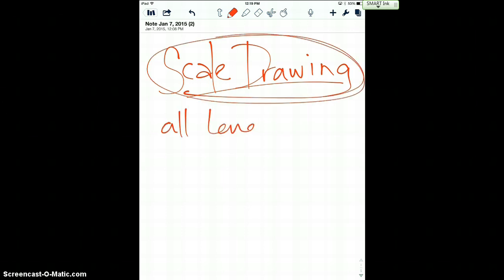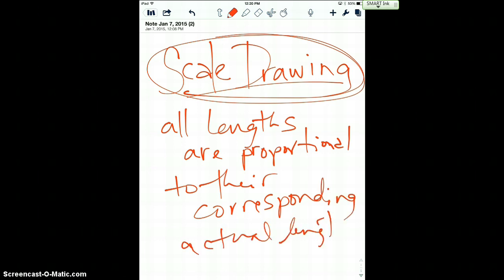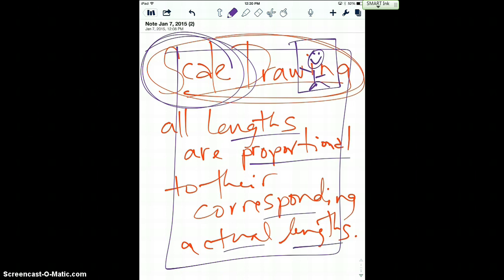So all lengths are proportional to their corresponding actual lengths. You could also think of it with like a picture of yourself. If I put a picture of you up here, which that would have been cool, I should have done that. Put a picture of you up here, smiling, adorable. And then I took it and enlarged it so your face was now this big. But I did it in a way where I made sure all the lengths were proportional to their corresponding actual length. So I did not distort your face. Okay, I kept it to scale.